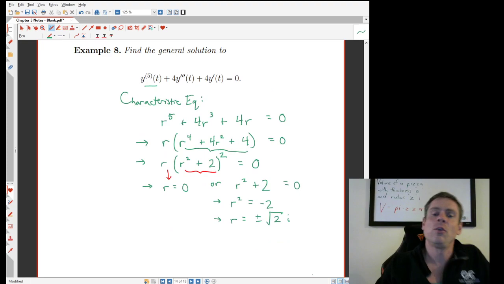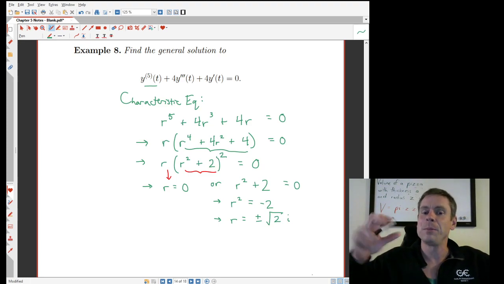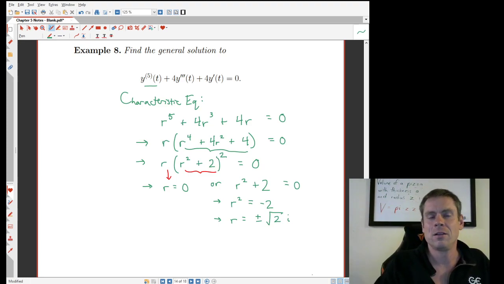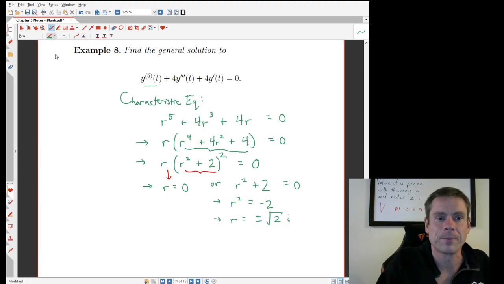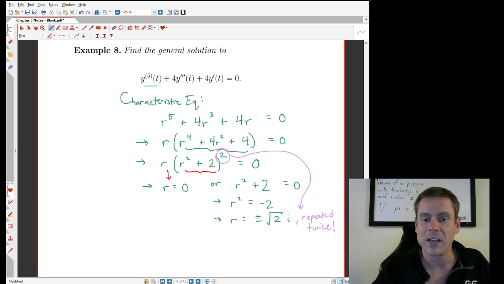Okay, so we need to think about this, and there's something else to notice as well. I only have 3 roots right now. I have 0 and then this complex pair. But it's a complex pair that happens twice, because of this squared. I could write out that factor twice, but I could just notice that that squared is there, so it happens twice. And so this is a repeated complex root. And so I am going to want to think about that.